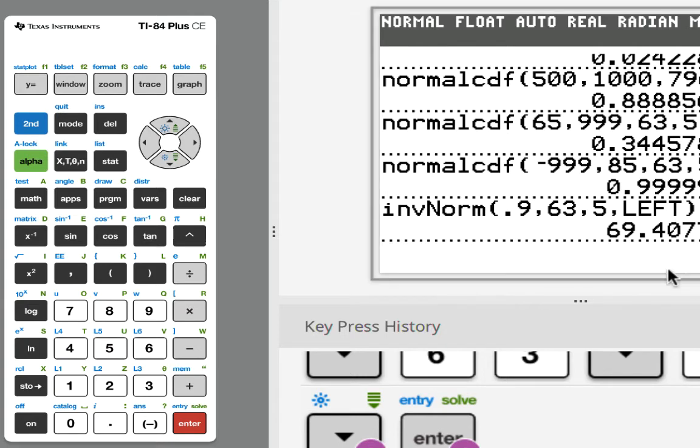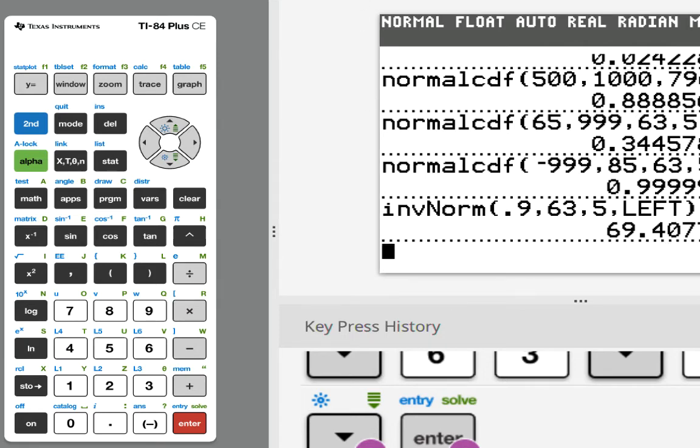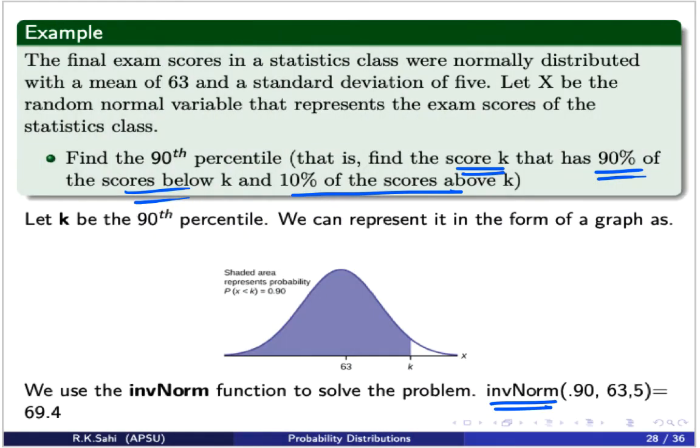69.4. Okay, this is the number, 69.4. This is the latest calculator, guys, so you're going to see this one. The old calculators will have only 0.9, 63 and 5. So do not worry if you do not have the left, okay? But you will still get the same answer. So 69.40. And that's what we have, 69.4.